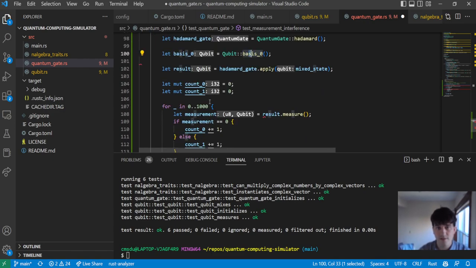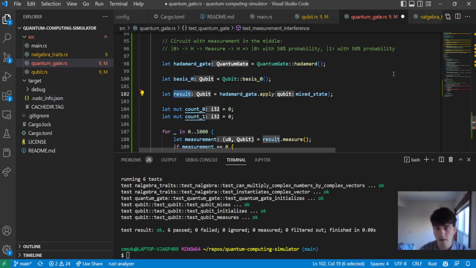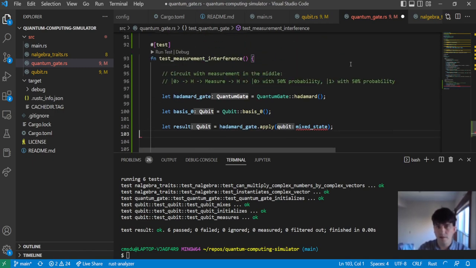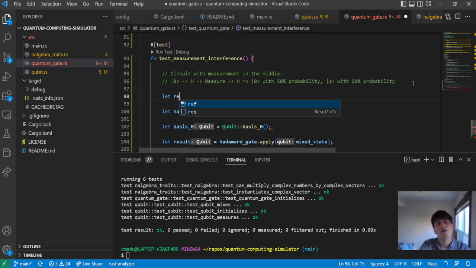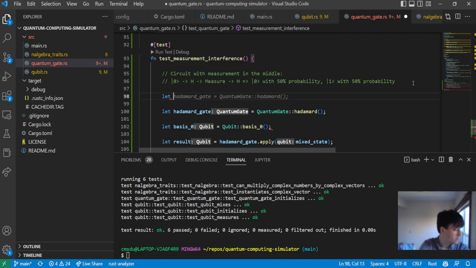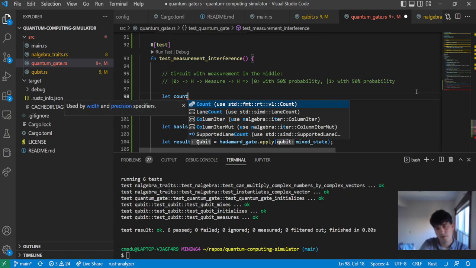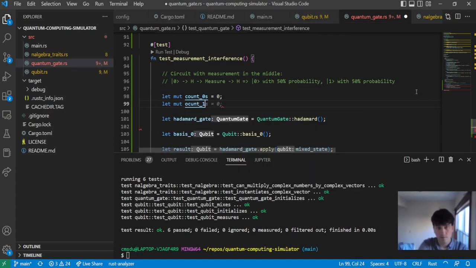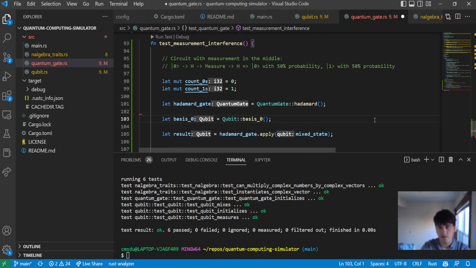And so we'll take our basis state of 0. We will apply the Hadamard to it. Let's do this in a for loop, actually. All right, I'm gonna get rid of all this. This is all junky. What we're gonna do is let result count. What do I want to say? Let zeros, B0, let count ones, B1, and then we will say, and Hadamard gate we can keep, bases 0 we can keep.